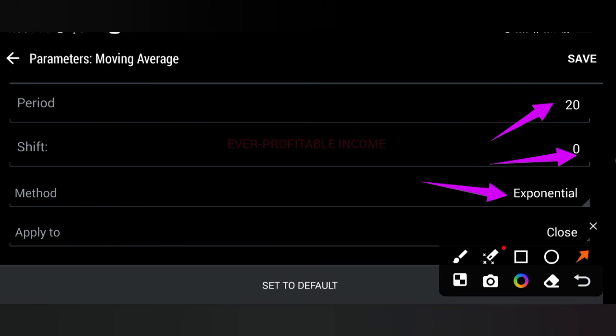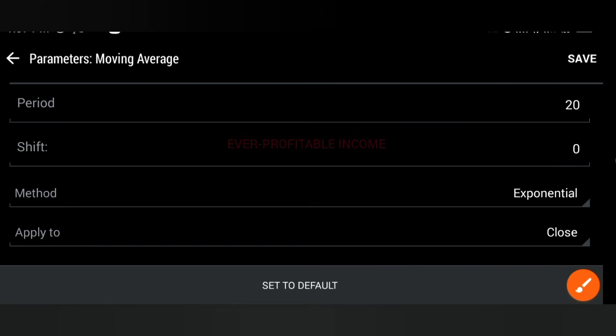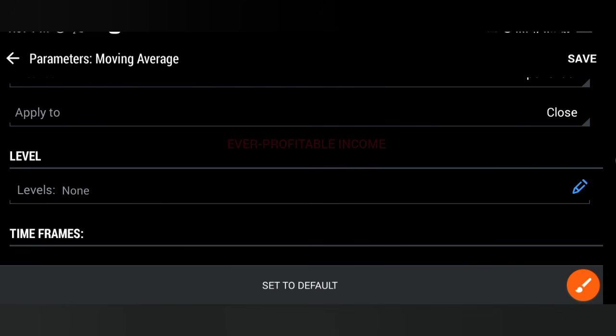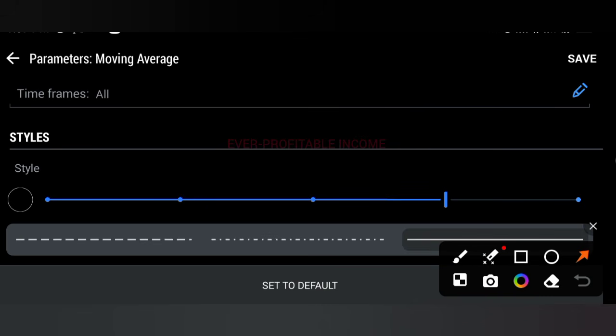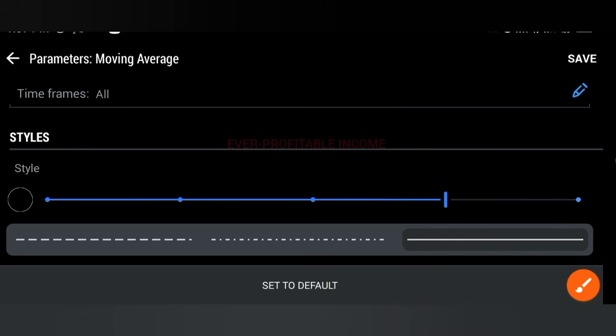You have to take note of this, because the method of this moving average is not the same as the next moving average. The method is exponential, and then you apply to close. You can take a screenshot of it, then choose the color you want. I use black. Choose a color that will be visible on your chart, and after that you click on save.